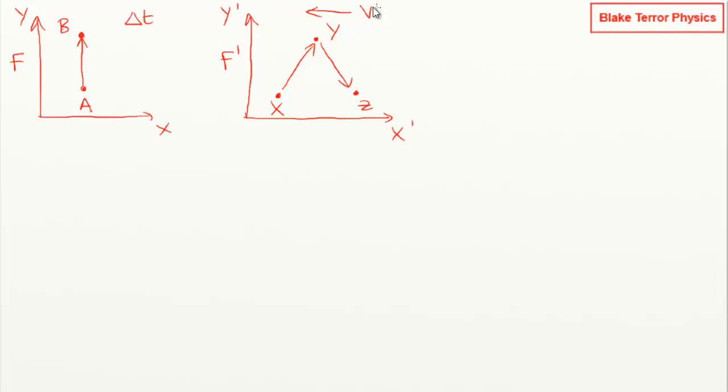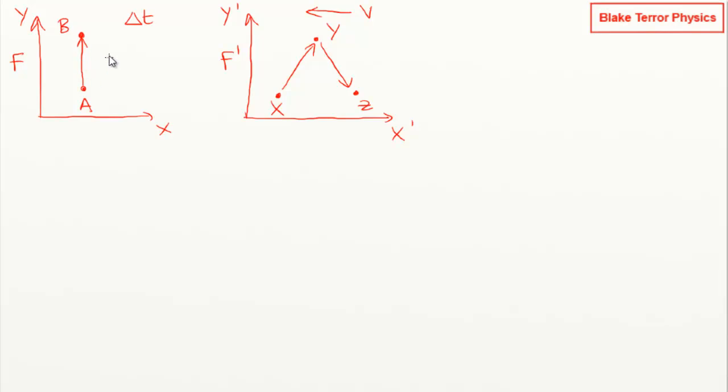If I'd put V moving in the positive X direction, we just would have had the X and Z spots flipped over in the opposite way. The direction of travel would have been going off to the left rather than going off to the right. So that's the setup for our two frames of reference.